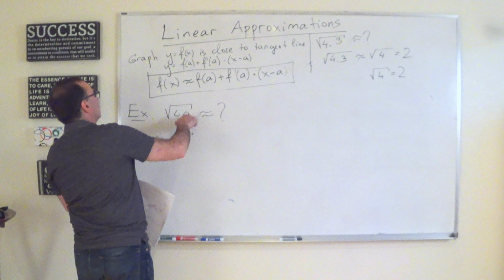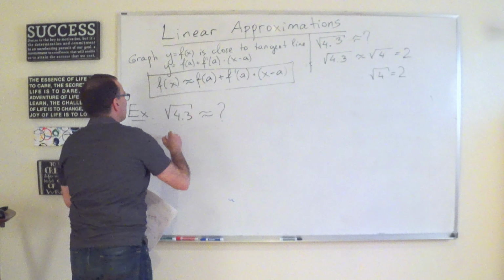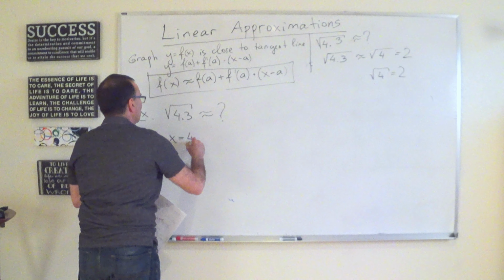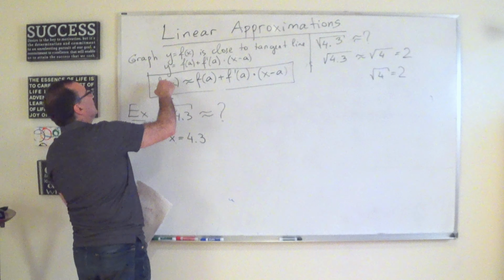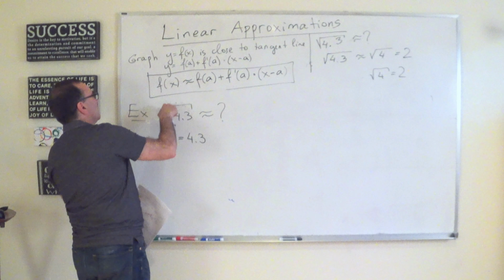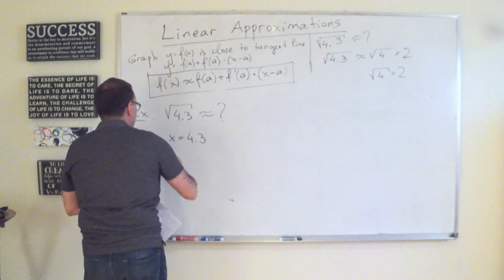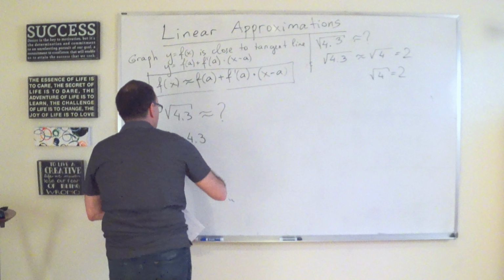This number inside the expression, 4.3, will be my x. So the x value is 4.3. And the function should be the function that applies to this x. In this case it's a square root, therefore f of x should be square root of x.